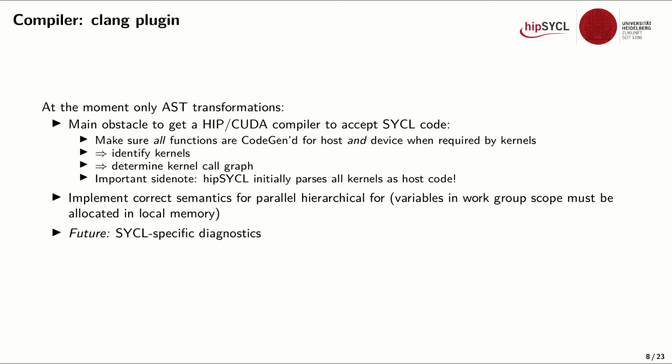An additional thing that the clang plugin needs to take care of is to implement correct semantics for parallel hierarchical for. For example, the specification requires that variables in workgroup scope should be allocated in local memory. And another thing that we are looking at for the future is to add SYCL-specific diagnostics.